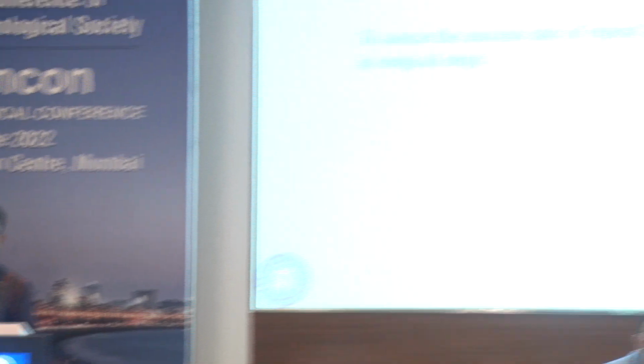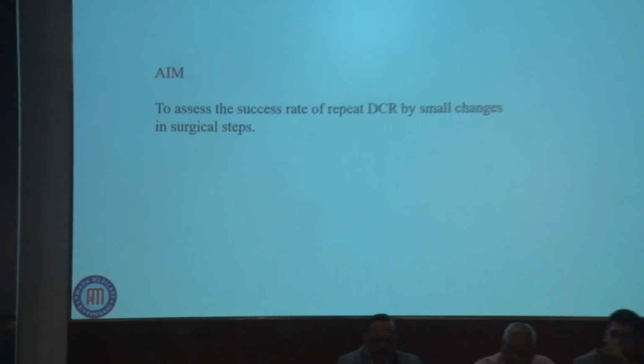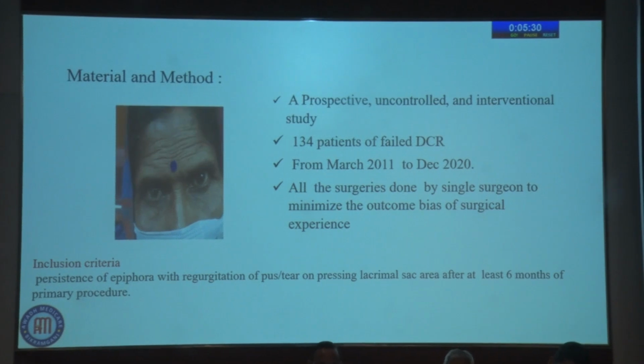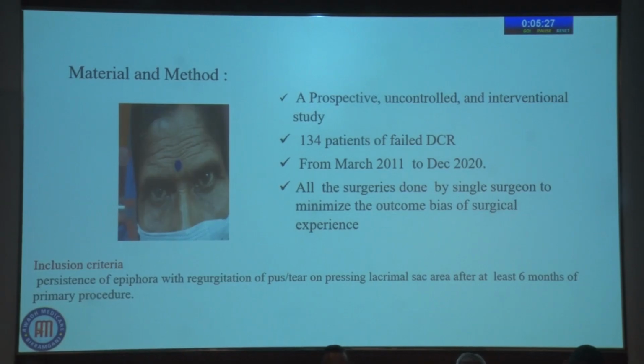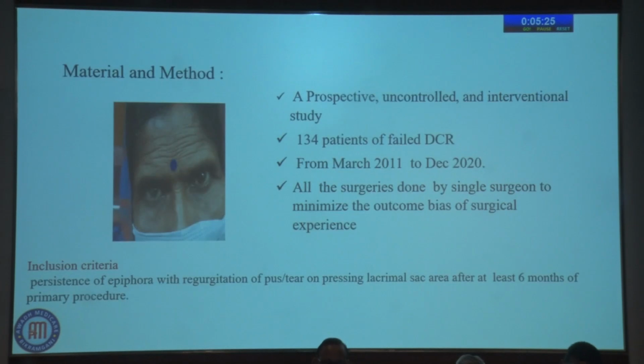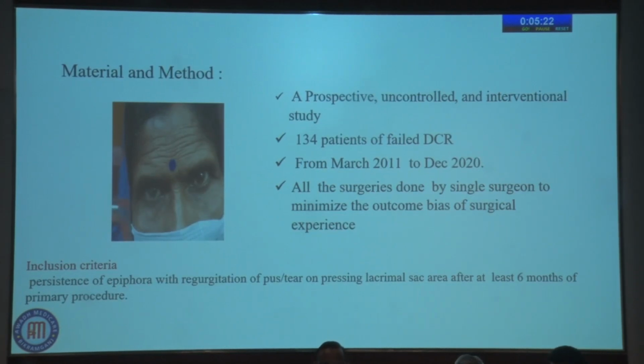As published in various journals, the success rate of external DCR is 85 to 97%. In spite of this excellent success rate, there are a large number of cases with failure, typically due to these causes. The aim of this study is to assess the success rate of repeat DCR with small changes in surgical steps. This is a prospective, uncontrolled interventional study consisting of 134 patients of LDCR from March 2011 to December 2020. And all these surgeries were done by a single surgeon to minimize the outcome bias of surgical experience.